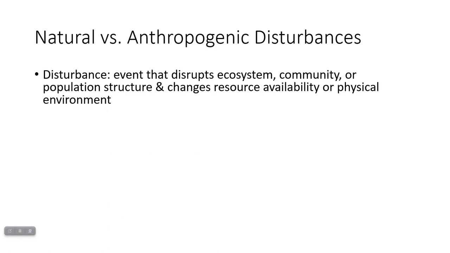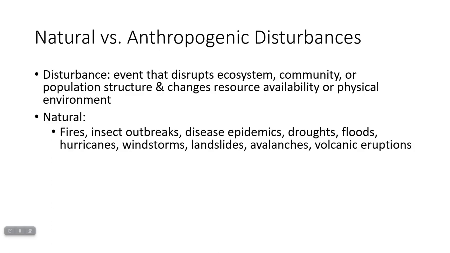Before we can move on, we need to distinguish between those processes that are natural, that occur without human interference, and those that are anthropogenic, which are caused by humans. So in this case, we're going to define a disturbance as any event that's going to disrupt some facet of an ecosystem, a community, or a population. And in that, it's going to likely affect the availability of resources, or in fact, the physical environment, or things like abiotic factors such as climate as well.